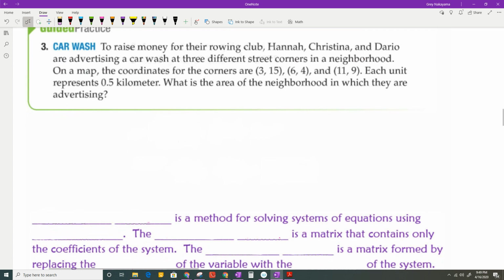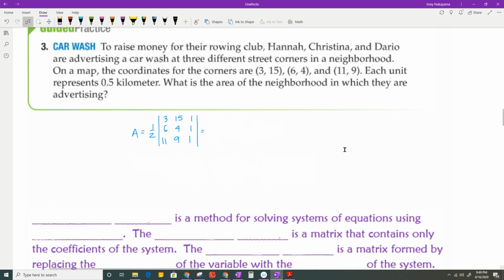Okay, so the next one I have, to raise money for the rowing club, Hannah, Christina, and Dario are advertising a car wash at 3 different street corners in a neighborhood. On a map, the coordinates for the corners are 3, 15, 6, 4, 11, 9, and each unit represents 0.5 kilometers. What is the area of the neighborhood in which they are advertising? So it is the area of a triangle, and I'm going to use the formula that was presented in this lesson. So the area equals 1/2.